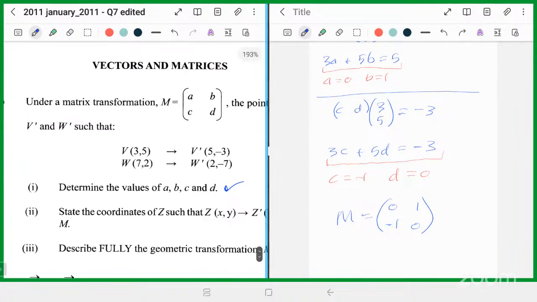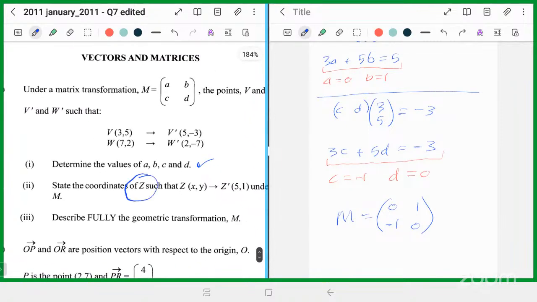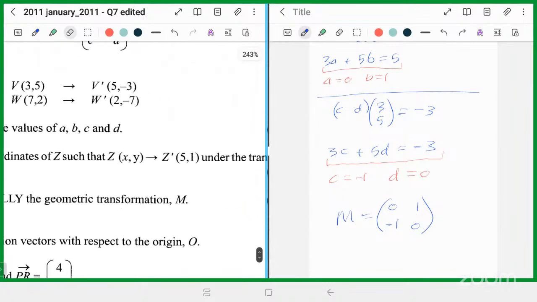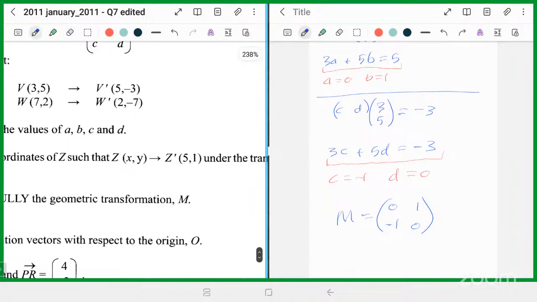Look here now. The next part says, state the coordinates of Z, X, Y, map onto Z prime under the transformation M. Now this needs no calculation, you know. Just need to observe. Look. It's as if you want to reverse one of these, and look how one of these reverse. So what happens? This -7 goes to the front and changes sign, doesn't it? See that? So this 1 must go to the front and change sign.